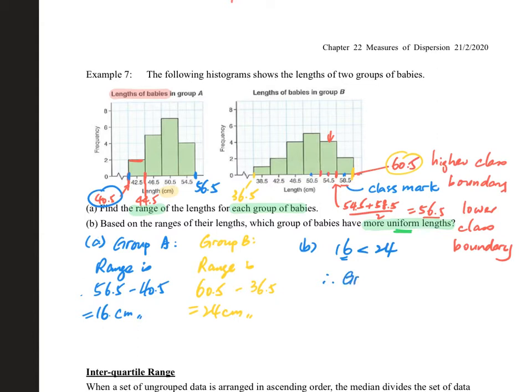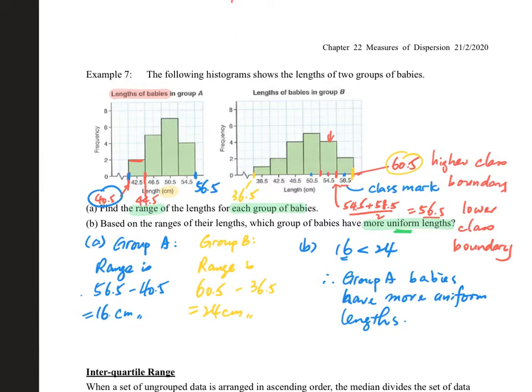And then we say group A babies have more uniform length. So besides more dispersed and less dispersed, you can see we can use the word uniform in the question.